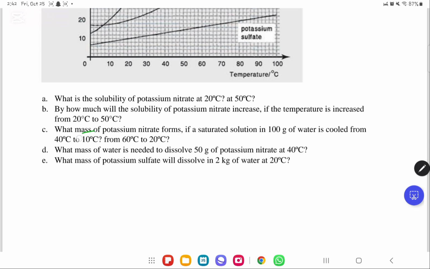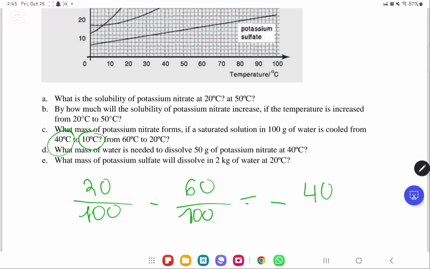So very simply, you're going to take temperature final, which is 10, you're going to put its solubility, which is 20 over 100, and then you're going to subtract from it the temperature initial, which was 40 degrees Celsius. Its solubility was 60 over 100, and you will get negative 40 over 100. So 40 grams over 100 grams of water. My question is, can the grams ever be negative? Can mass ever be negative?